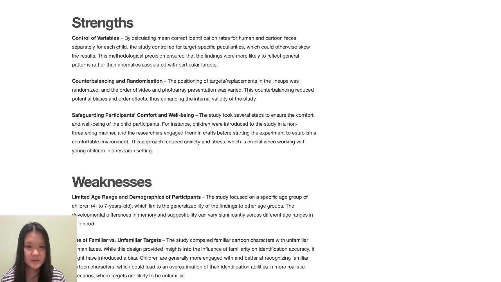Okay, so the sample was for the children, kindergarten students from the private school, and for adults, participants were taken from a certain university, the same university. Because the samples were taken from the same place, they may share similar characteristics.